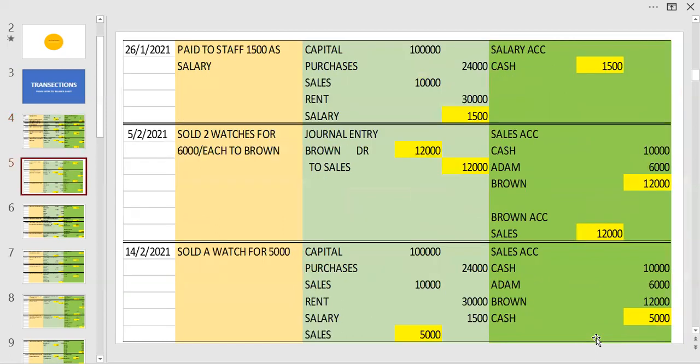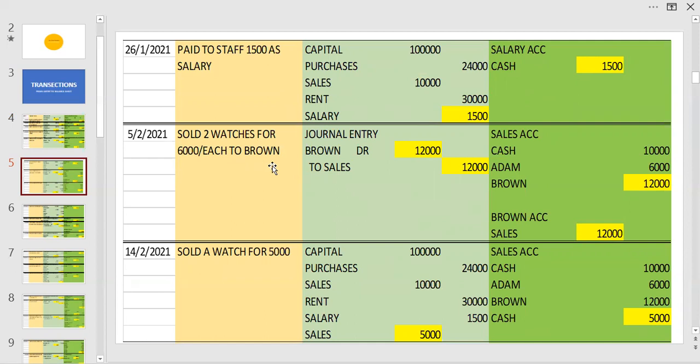Next transaction is paid to staff 1,500 as salary. So cash is going out, therefore cash account credit, salary account debit. Next one, sold 2 watches at 6,000 each to Mr. Brown. Since the name is mentioned, it is understood this is a credit sales.